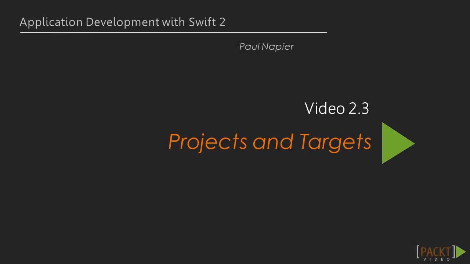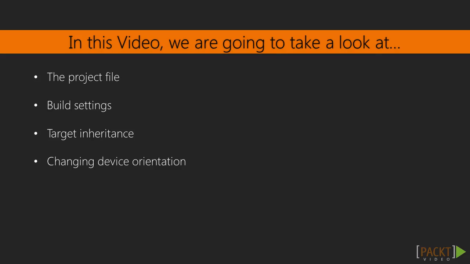Before we deep dive into the code, there are a couple more areas that you'll want to know about. In this video, we're going to take a look at the project file, and then we're going to have a look at build settings, target inheritance, and then we're going to change the device orientation directly within the project file.